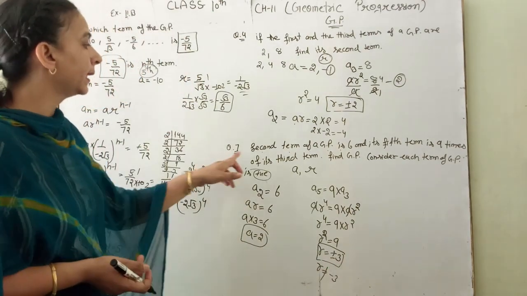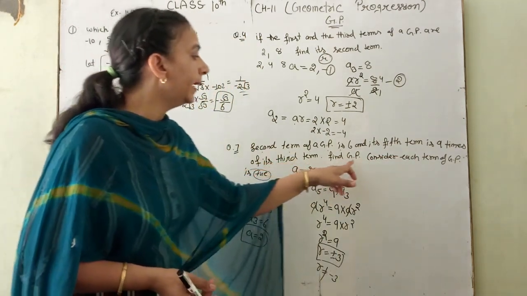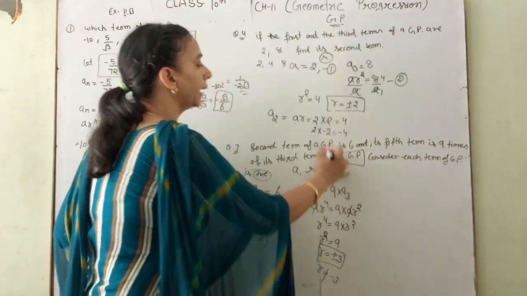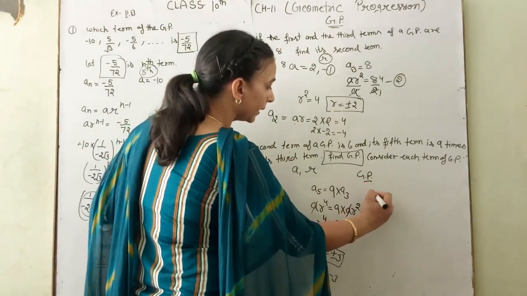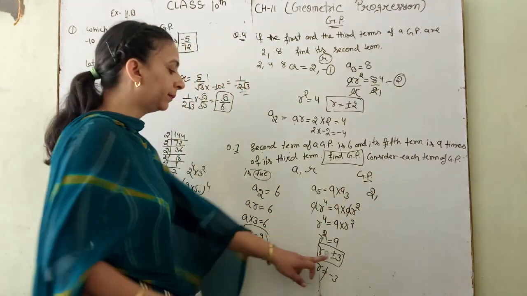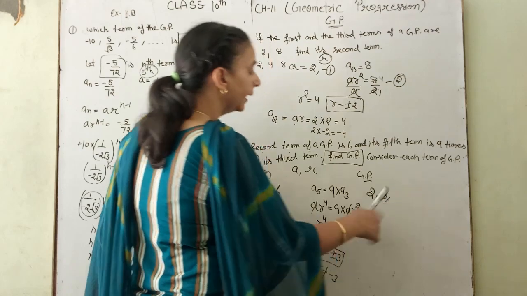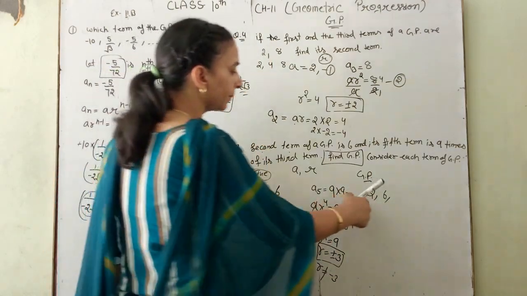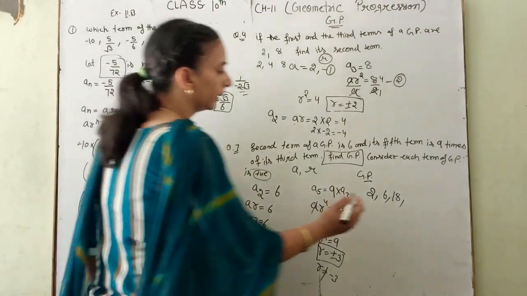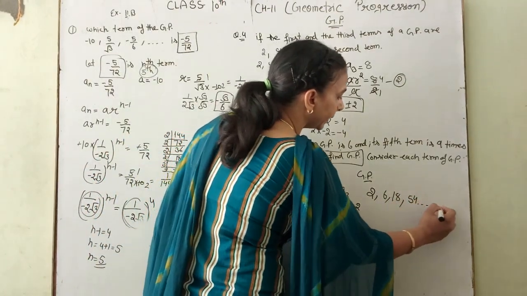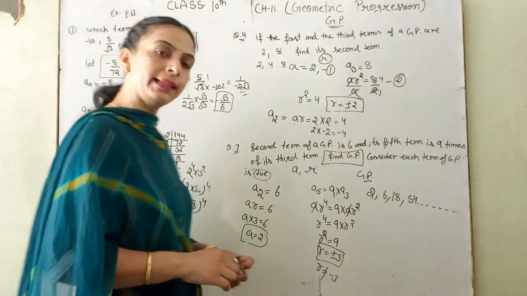Then the first term is 2 and the common ratio equals 3. We found the GP whose second term is 6 and fifth term is 9 times the third term. We find the complete GP. The first term is 2. For the next term we multiply by 3: 2 multiplied by 3 is 6. Next, 6 multiplied by 3 is 18. Next, again multiply by 3, 54, and so on. This is our GP. Okay. Next I will take the next question.